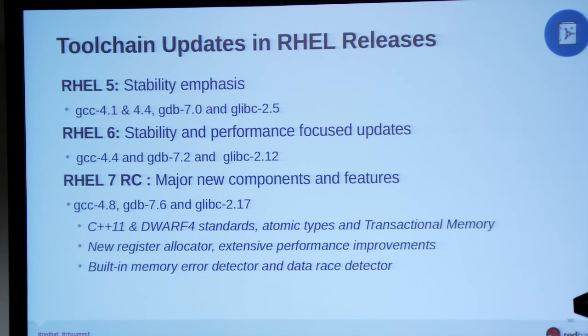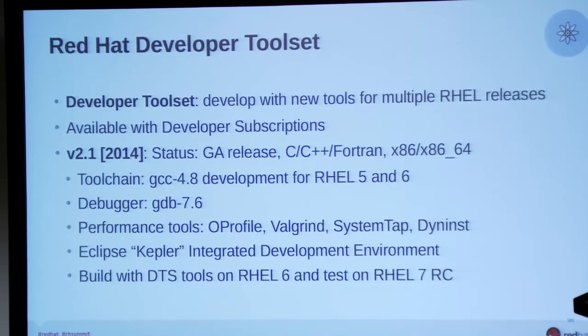GCC actually had a 25-year-old register allocator, which we've replaced. It was a Red Hat engineer in my team who contributed that code, and so that's resulted in extensive performance improvements for you. And finally, we have built-in detectors for memory errors and data races. So it's some great new features.